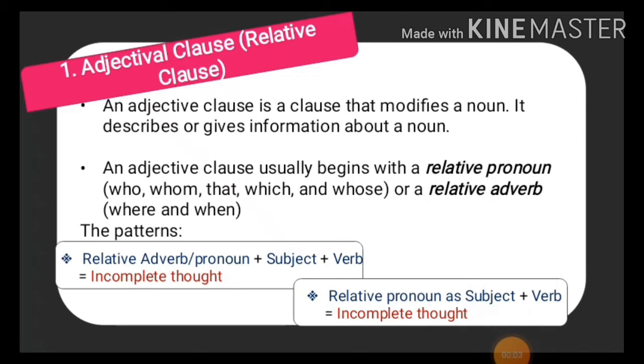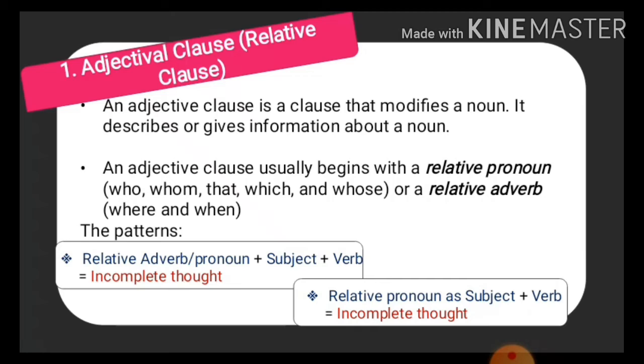From the first type, an adjectival clause, also known as a relative clause. What is an adjective clause? An adjective clause is a clause that modifies a noun. It describes or gives information about a noun. Jadi, adjective clause itu adalah klausa yang fungsinya untuk memodifikasi a noun atau memberikan gambaran, mendeskripsikan atau memberikan informasi tambahan terhadap noun. So it modifies a noun.